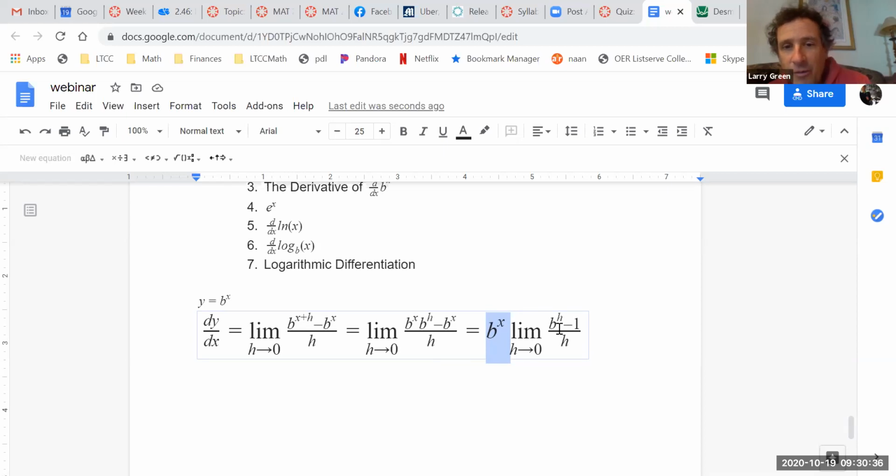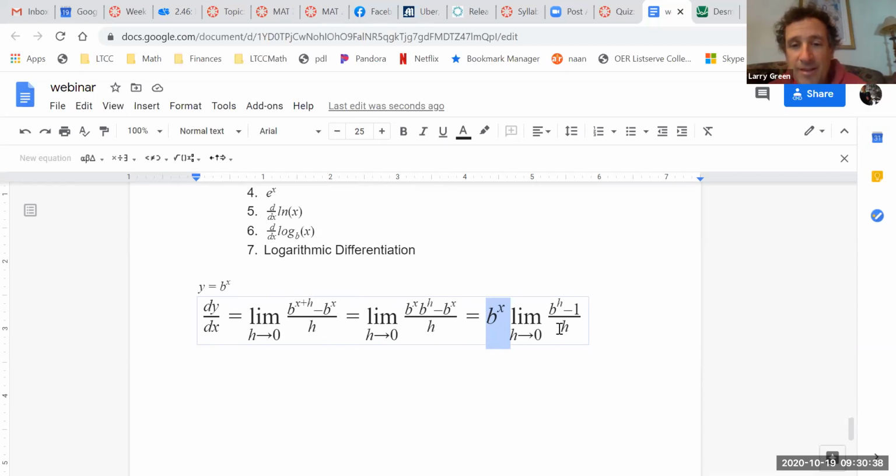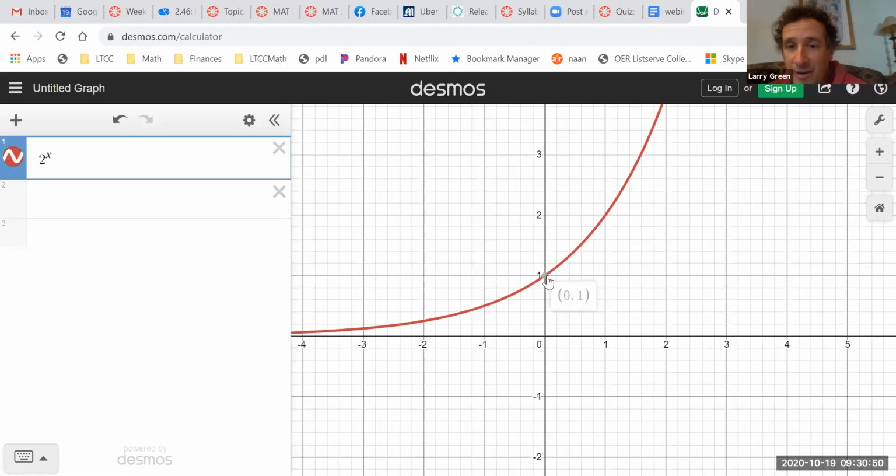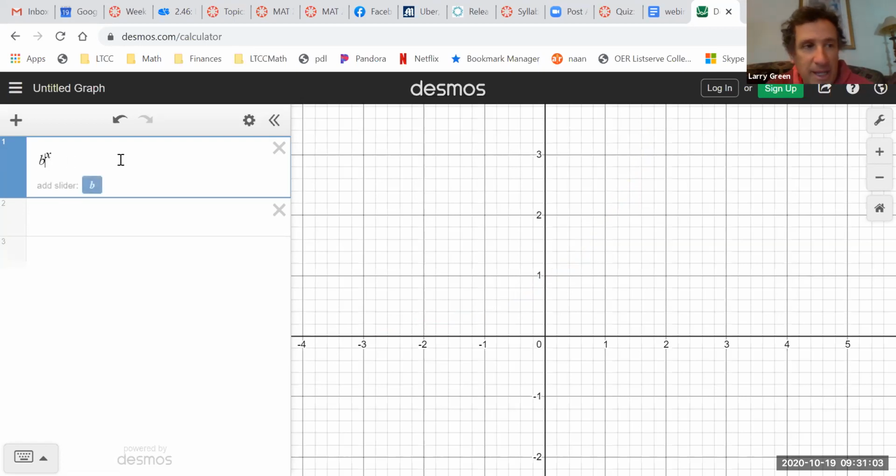Now, what would be nice? What's a nice number for this limit to be? If you had your choice, again, that limit is the derivative at 0. What's the easiest possible slope of a tangent line you can possibly have? 1. Okay, now I want to do the following. I'm going to take that 2 to the x. I'm going to make it a b. I'm going to add a slider.